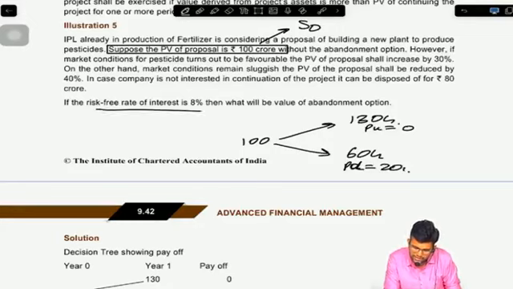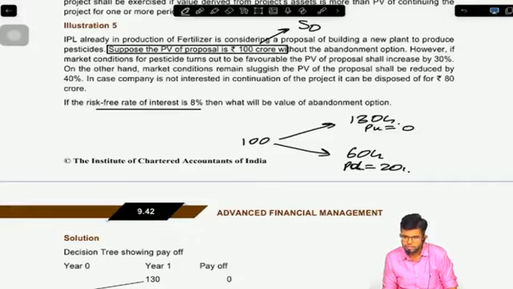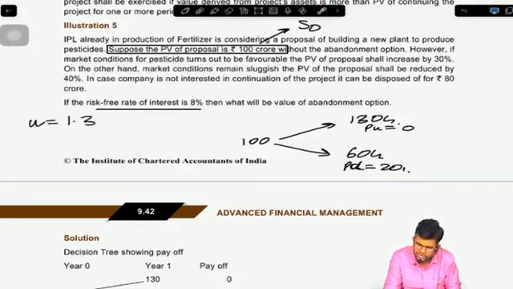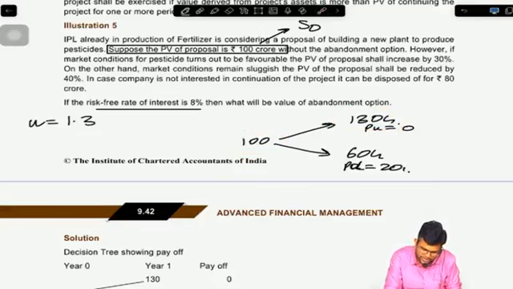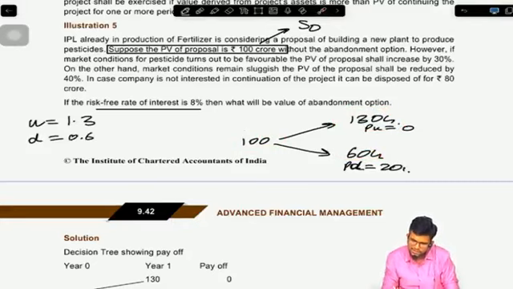If the risk-free rate is 8%, what will be the value of the abandonment option? Students, are you there? Can you give me 2 minutes? What is U in this case? U is 1.3. Check this, 130 by 100. Everybody clear? What is D in this case? D is 60 by 100, that is 0.6. And what is the life? Life is not given. We'll consider 1 year.